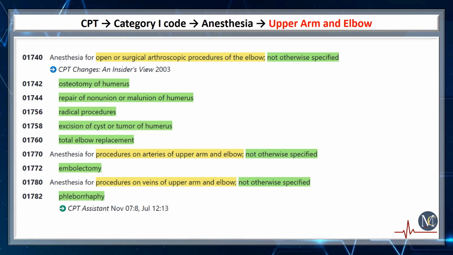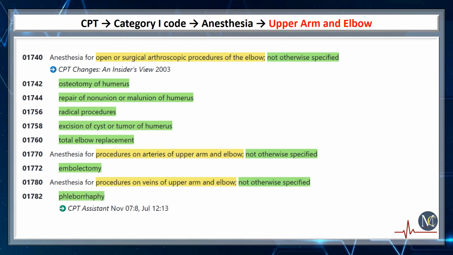Next code is 01756. Radical procedures. It means the provider performs anesthesia service for a patient undergoing a radical surgical procedure on the elbow through the arthroscopy or open approach. Next code is 01758. Excision of cyst or tumor of humerus. Excision means removal.